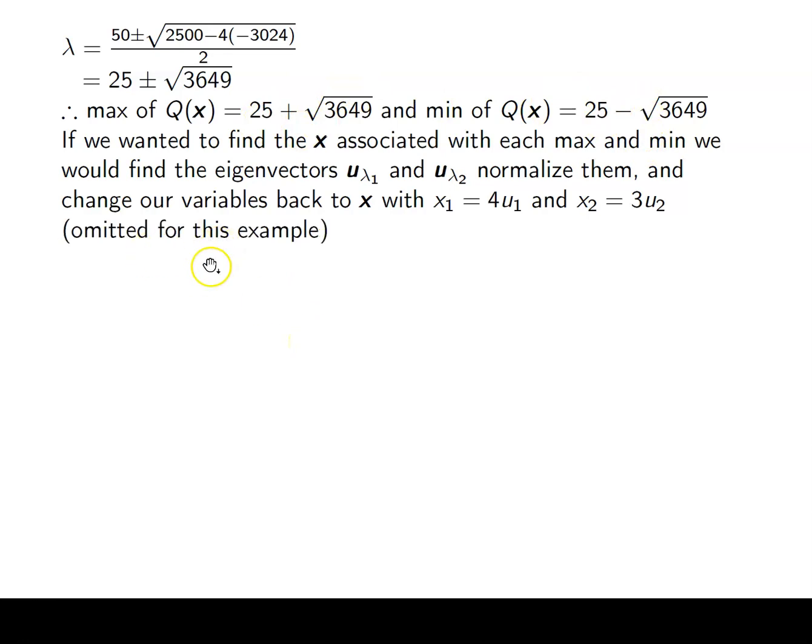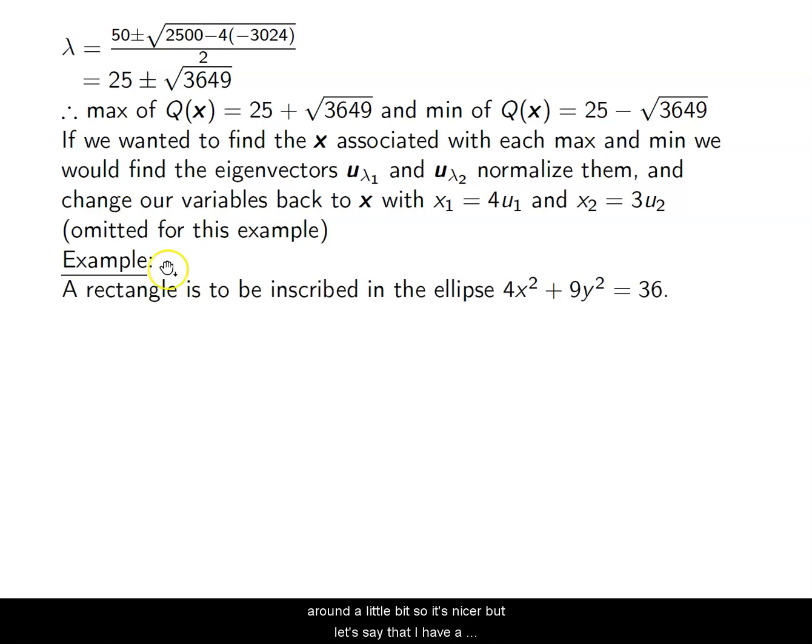So again, I omit it for this example. So let's do an example where we do all of that work. Okay, change it around a little bit so it's nicer. But let's say that I have a rectangle that I need to inscribe inside of an ellipse. So again, I need a rectangle inside of an ellipse so that all four corners touch the edges of the ellipse. That's what it means to inscribe, in case you're not familiar or you're rusty with your geometry.